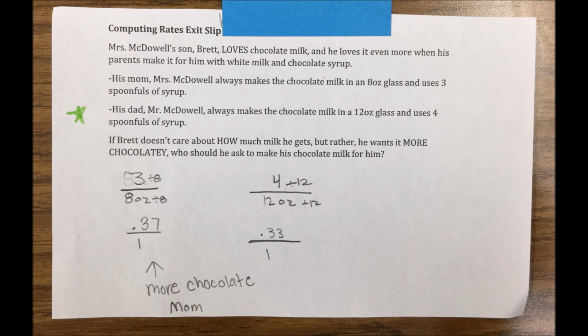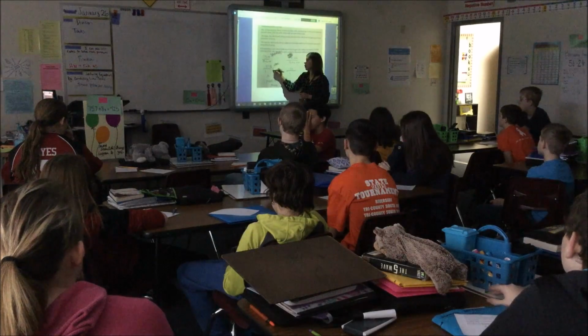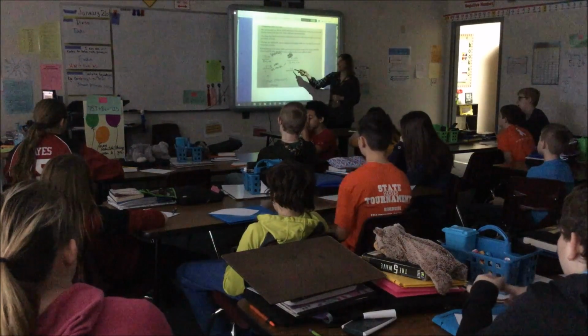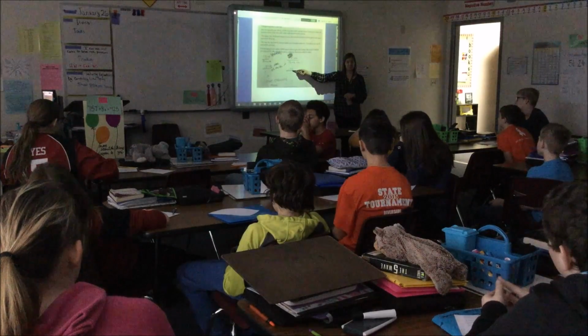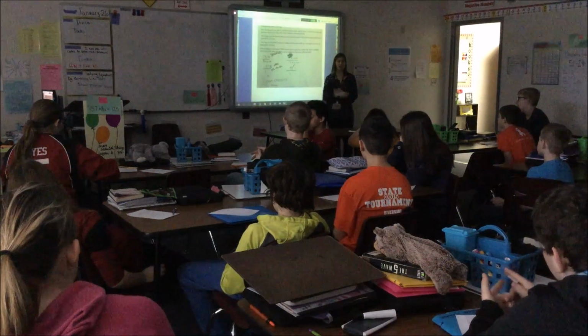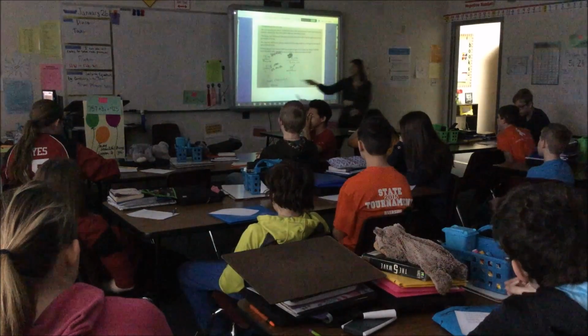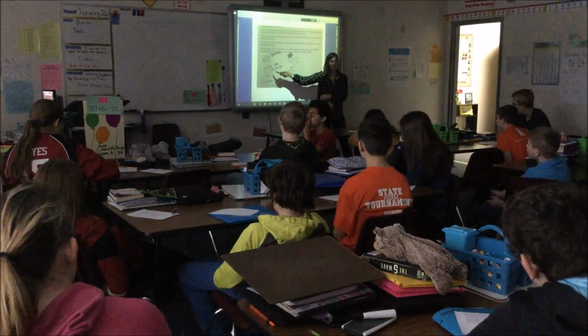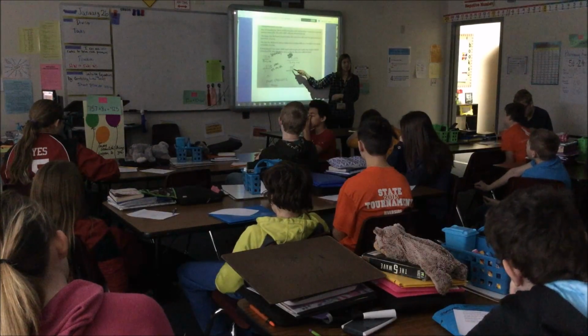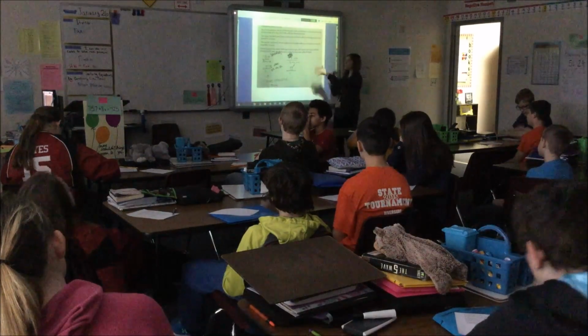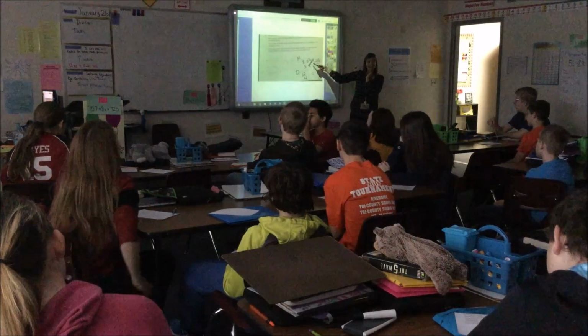All right, let's look at another person's. This person did it the other way. This person did spoonfuls on top. So chocolate's on top, milk's on the bottom. So when they found their unit rate, 3 divided by 8, that's chocolate per 1 ounce of milk. That's for Mom. Dad only has 0.33 repeating for 1 ounce of milk. So this way, they were right. There's more chocolate per 1 ounce of milk. Less chocolate for 1 ounce of milk. So these people both did the math right, and they interpreted it right.